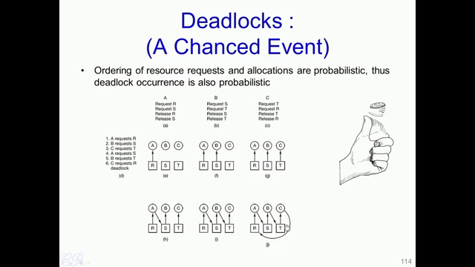R is held by A, while A requests S, S is held by B, and at the same time B requests T. Now, T is held by C, while simultaneously C is requesting R. So, you see that each process is waiting for another process in this set to release a particular resource. So, we have a deadlocked scenario over here.